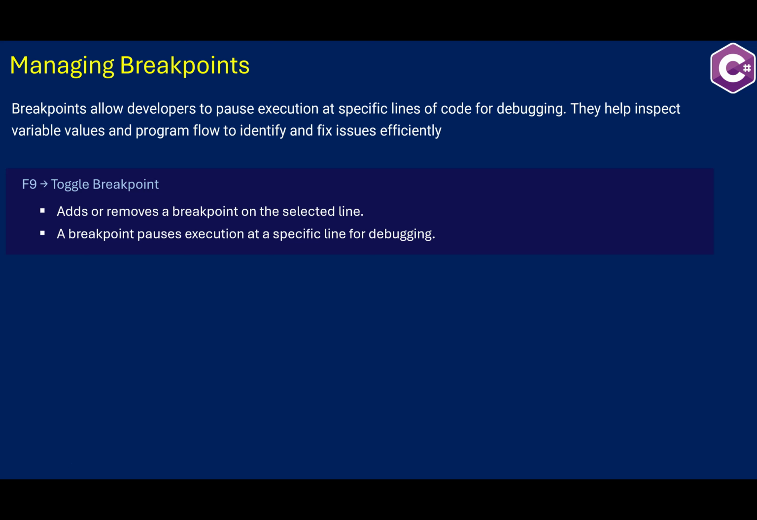If you want to put a breakpoint in the program, you have to use the F9 command, or you have to toggle the breakpoint near the expected line of code. You can remove the breakpoint or add the breakpoint wherever you want, on the specified line, and a breakpoint can pause the execution of the code at a specific line. So we will see that in the program.